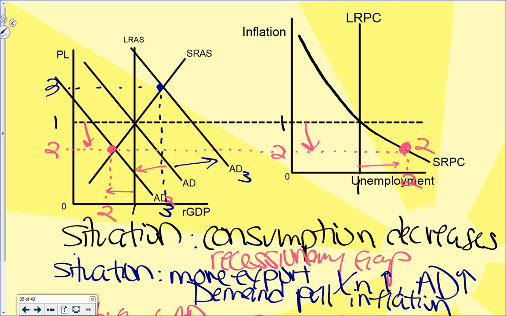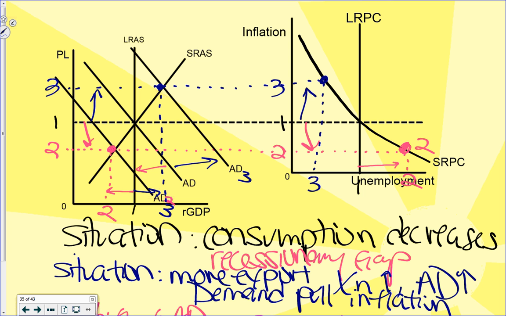Oh, what happened to price level? It went up. What happened to GDP? It went up as well because it's going further away from zero. Price level went up. Real GDP went up. Let's bring our equilibrium over. Price level went up, inflation goes up. That's the same thing. Of course, it's going to go up.